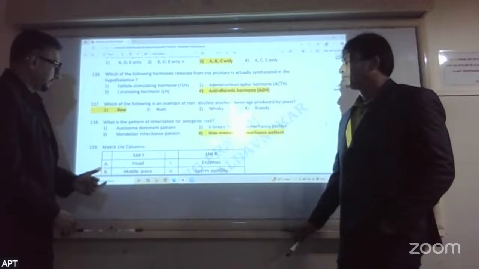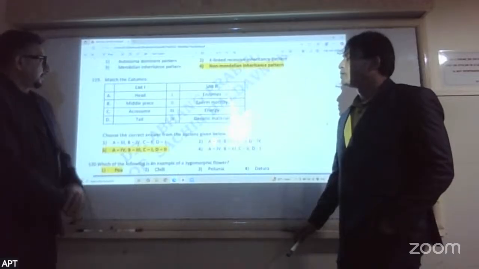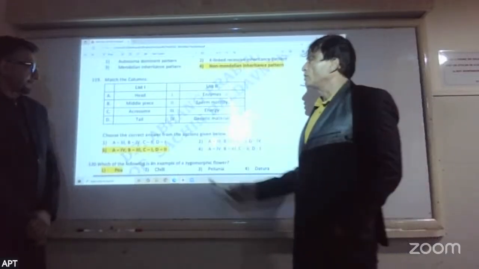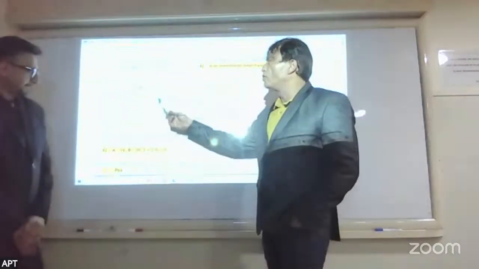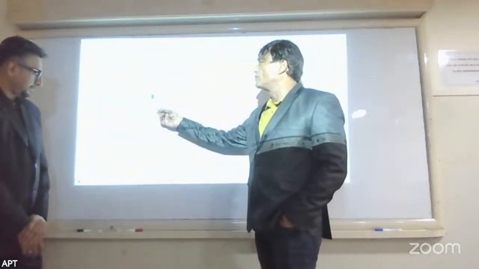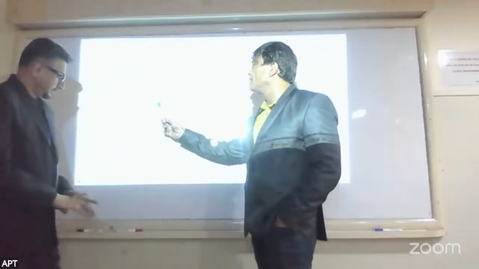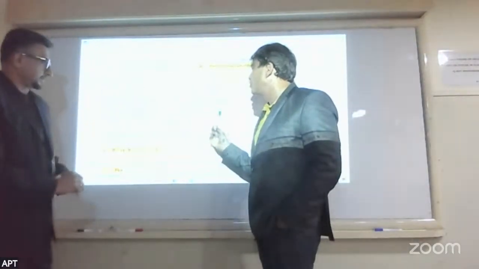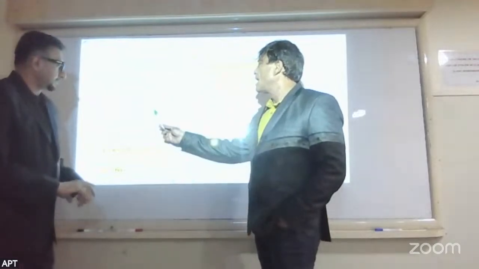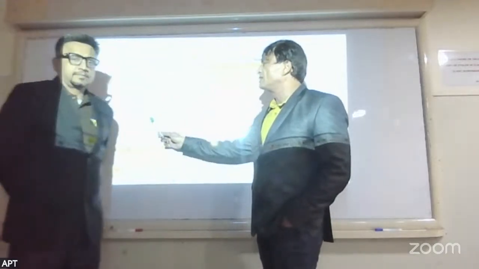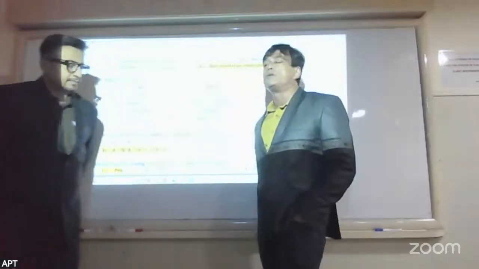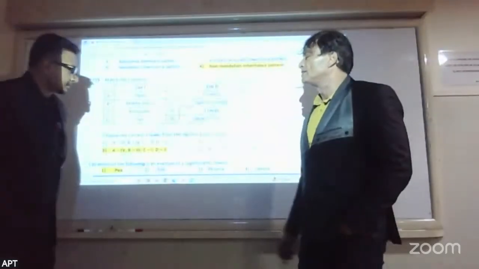Can we go ahead? This is related to sperm structure. They are not specified, but looking at the options, obviously they are referring to the structure of sperm. Head is the one which contains genetic material. Middle piece has mitochondria, so related to energy. Acrosome secretes enzyme for fertilization, and tail helps in sperm motility. So obviously the answer is 3.